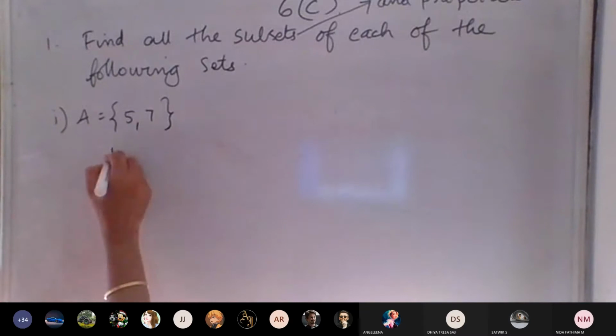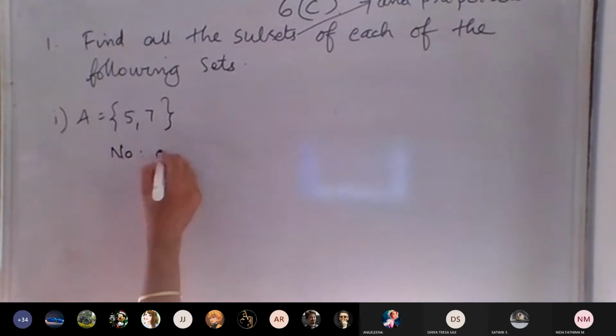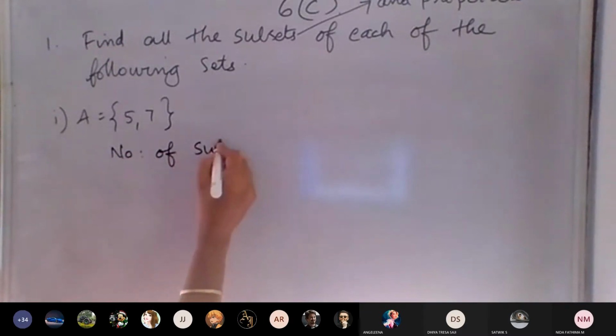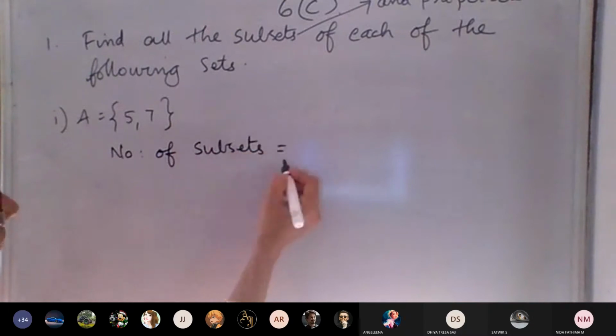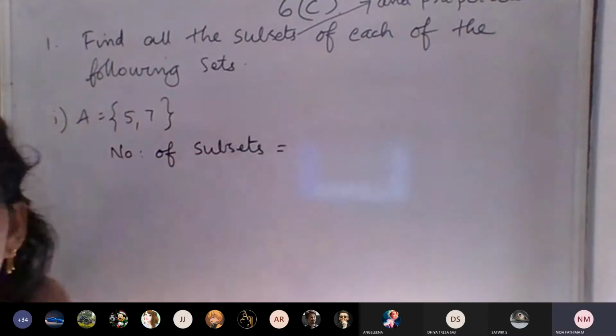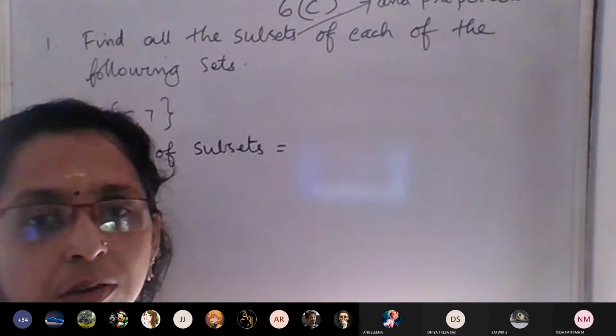First we can write the number of subsets. Number of subsets is equal to 2 raised to n. Tell me, 2 raised to 2.